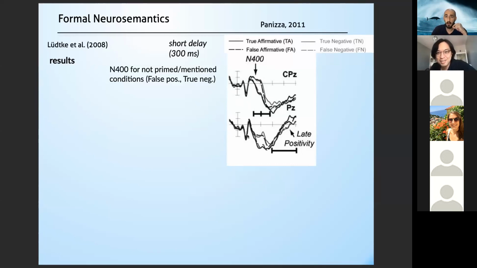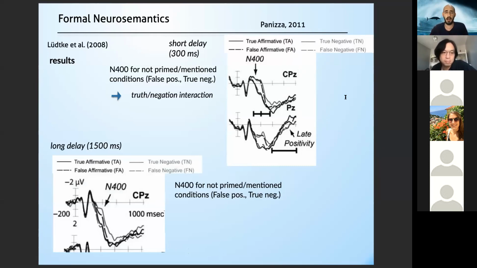And here as well, for these two conditions, the true negative and false affirmative, okay? False affirmative and true negative. This effect is manifested as a truth negation interaction, meaning that, again, false positive and true negative are the most negative conditions.